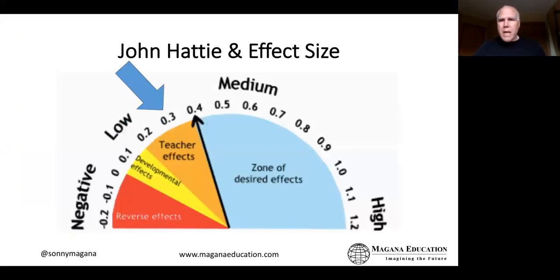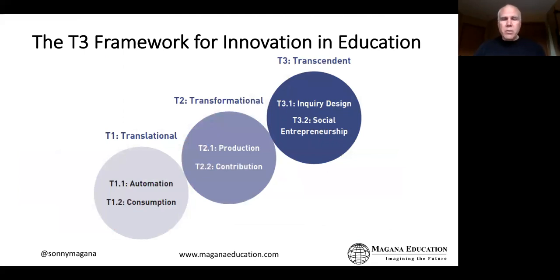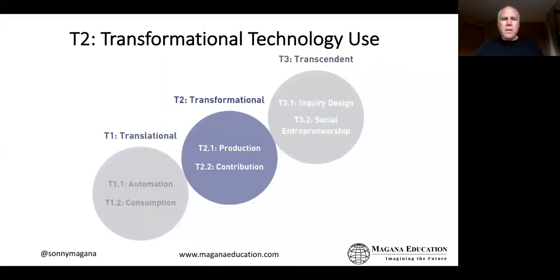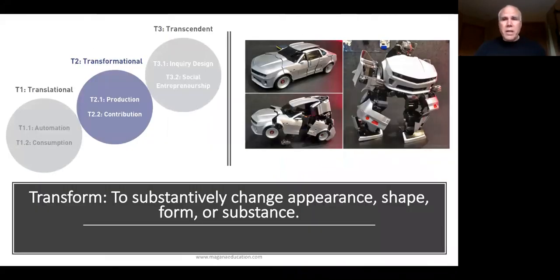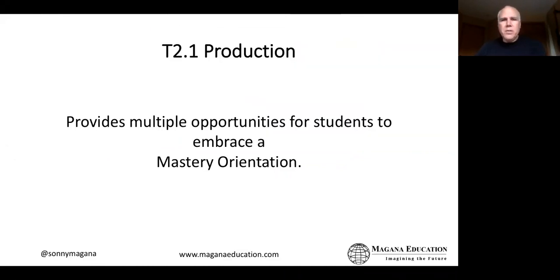Because on that Hattie effect size meter, it isn't 0.34, which is the average impact of technology. These strategies and the observed impact of these strategies is literally off the scale. That's something that is extraordinary. Transformational technology use has two elements, production and contribution. Production, or transformation, is to truly transform one's appearance, shape, or substance. And I think transformational technologies has to substantively transform learners so they're no longer the same. They now have more consciousness, cognizance, or knowledge than they had prior to the use of technology.